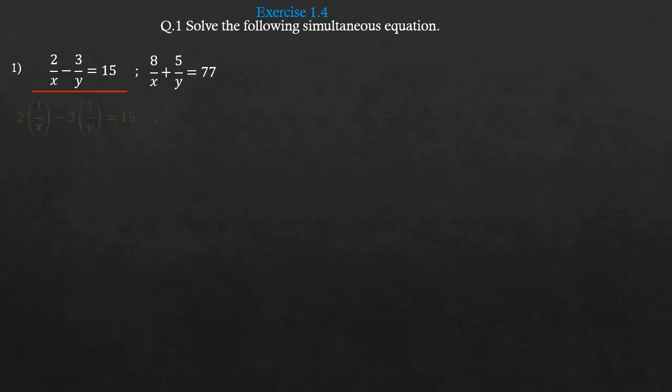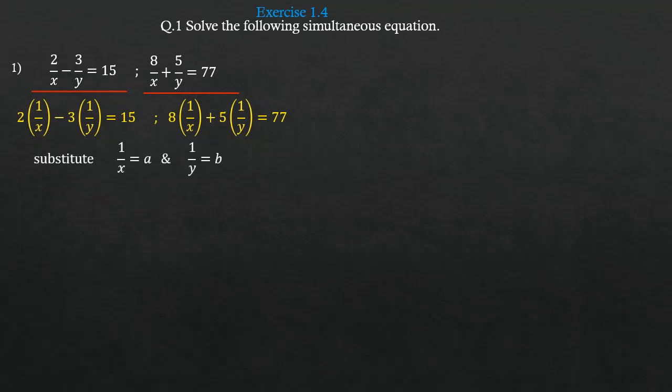The first equation can be written as 2 into 1 upon x minus 3 into 1 upon y is equal to 15, as we discussed at the start of the lecture. The second equation can be represented as 8 into 1 upon x plus 5 into 1 upon y is equal to 77. Now if we observe this modified form of both equations, we have 1 upon x and 1 upon y. So for the time being, we replace 1 upon x and 1 upon y by other variables. We substitute 1 upon x is equal to a and 1 upon y is equal to b.